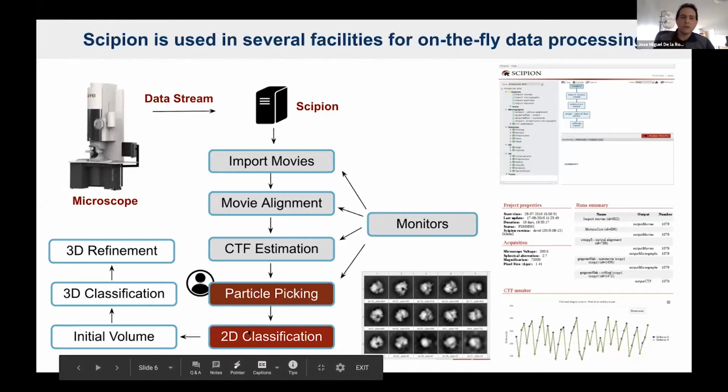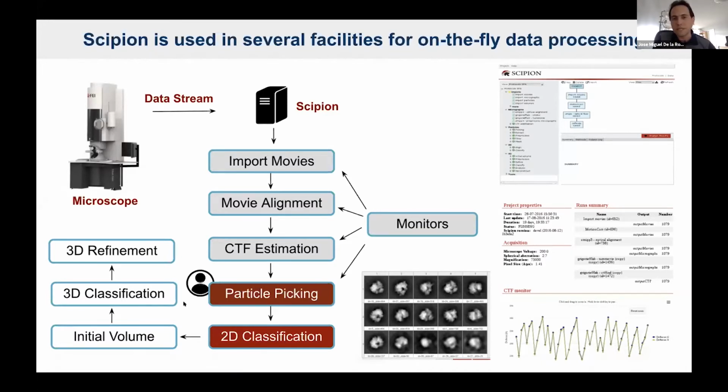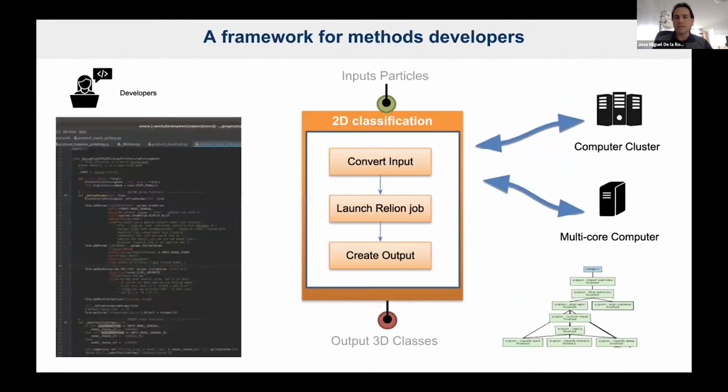And of course, they are not limited. There has been a lot of work in the team in Madrid and also here in Stockholm to push this to get an initial volume and even further, to 3D classification. The other type of user could be developers, method developers. If you are looking at Scipion from this other perspective, of course, you would like to have a lot of integrated tools for developing your methods.